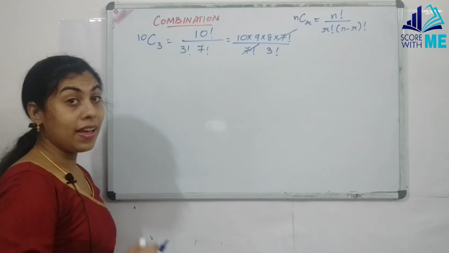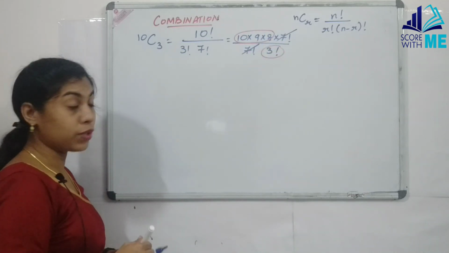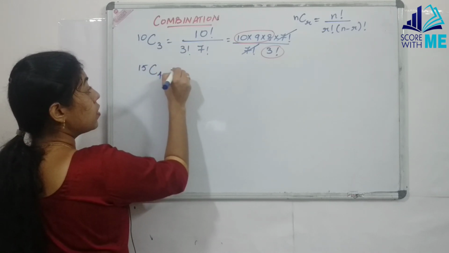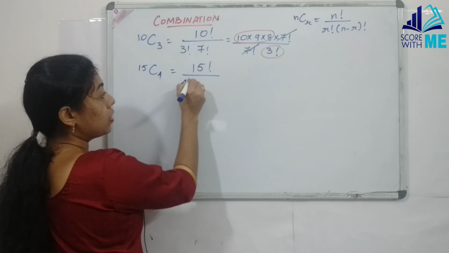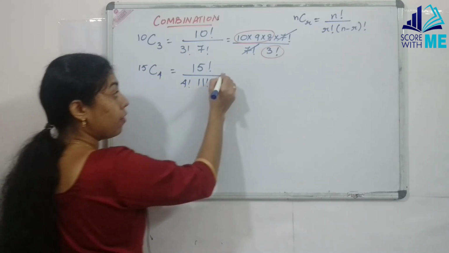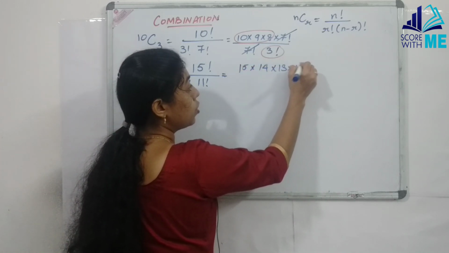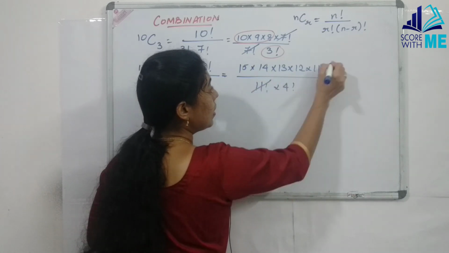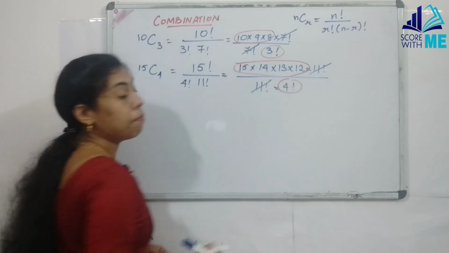Keep that in mind. Just as with the previous form, we have a form in combination also. Again, let us see 15C4. That is n factorial by r factorial, which is 4 factorial, into n minus r factorial, which is 11 factorial. If we write up to 11 factorial in the numerator, we have 15 into 14 into 13 into 12 into 11 factorial, divided by 11 factorial into 4 factorial. The 11 factorial gets cancelled, and we are left with 15 into 14 into 13 into 12 by 4 factorial.